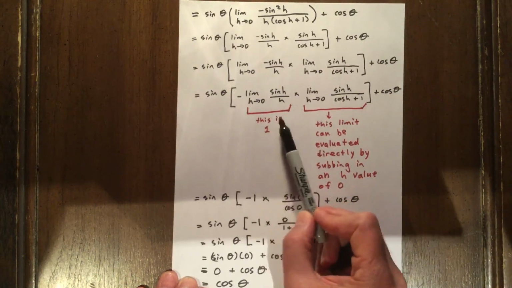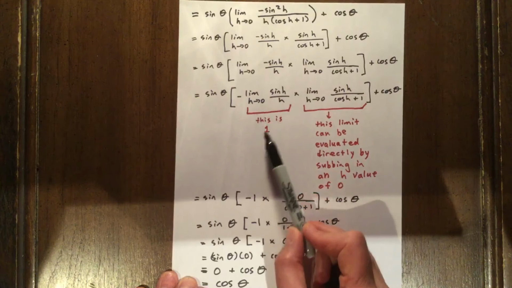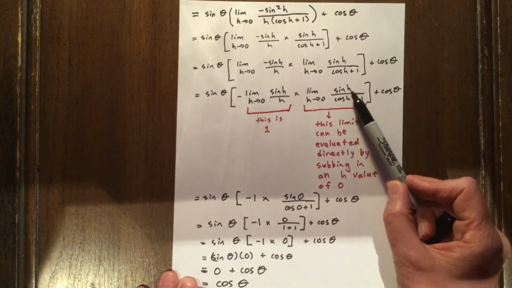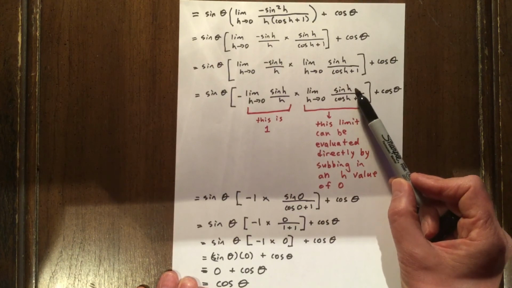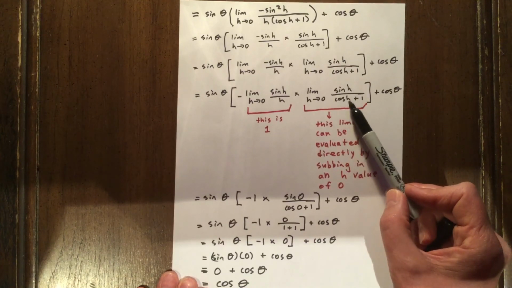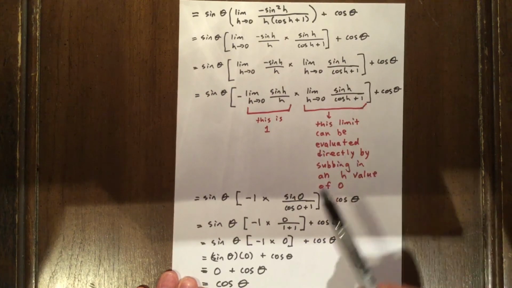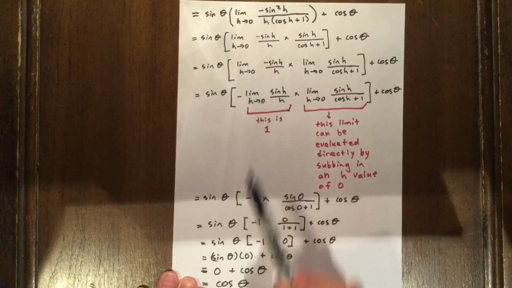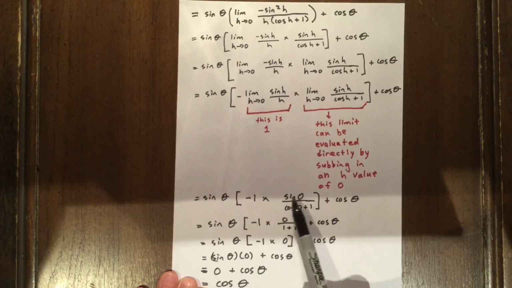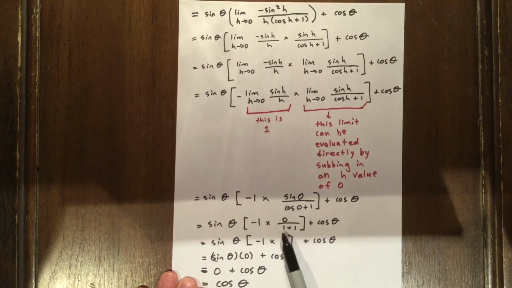Now, we just spent 5 pages proving that this is equal to 1. The limit as h goes to 0 of sine h over h is 1. Well, this limit here can be evaluated by simply plugging in an h value of 0. We have the sine of 0 over the cos of 0 plus 1. That's actually defined. So we have negative 1 times sine of 0 over (cos 0 plus 1). The sine of 0 is 0. The cos of 0 is 1. So we have negative 1 times 0 over (1 plus 1). 0 over (1 plus 1) is the same as 0.